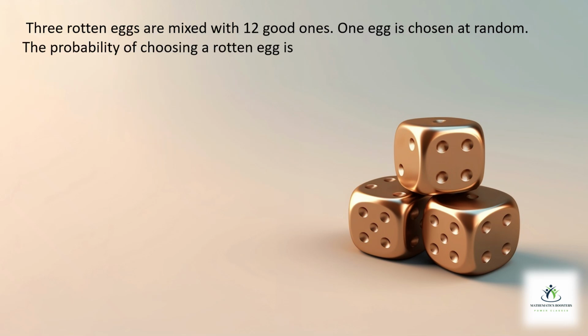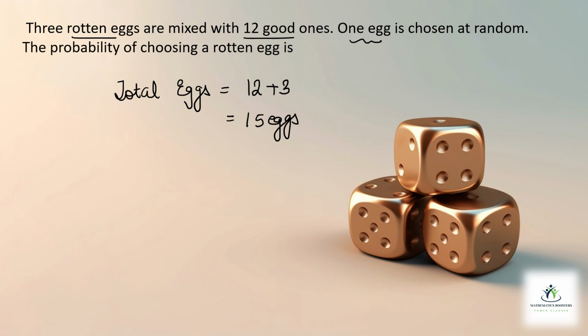Next, 3 rotten eggs are mixed with 12 good ones. So total eggs is equal to 12 plus 3. So we have 15 eggs. One egg is chosen at random, that it is a rotten egg. So favorable outcomes कहाँ से आएंगे? हमारे 3 rotten eggs में से. So that is why 3 upon total. Final answer will be 1 by 5.